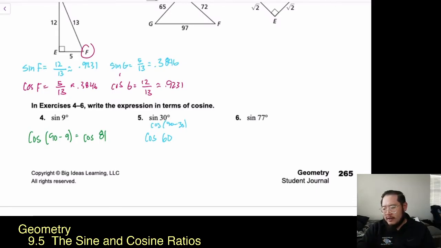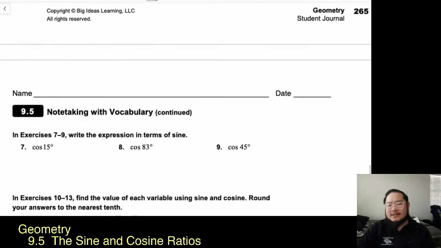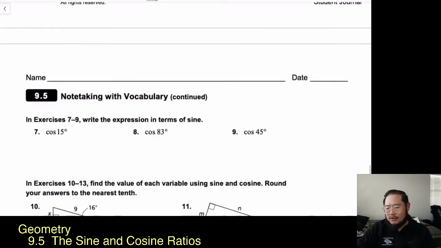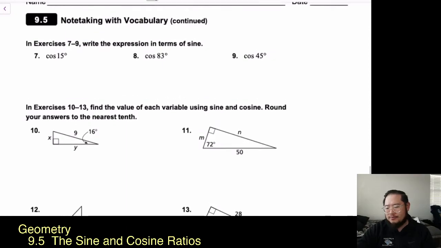Last, right here, sine of 77. This right here will be the cosine of, if you take 90 minus 77, then you get yourself 13. And there you go. We have found the expressions in terms of cosine. Can't do that for tangent. This only works for sine and cosine.